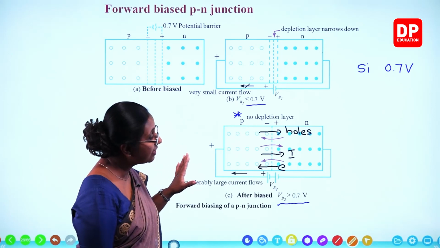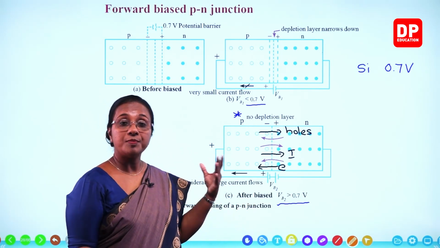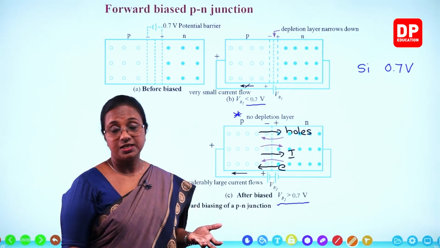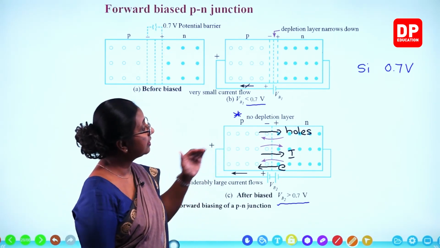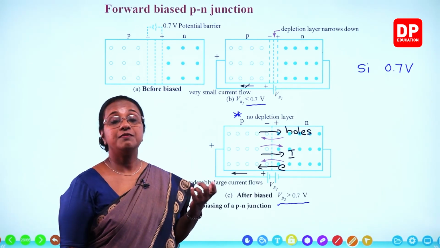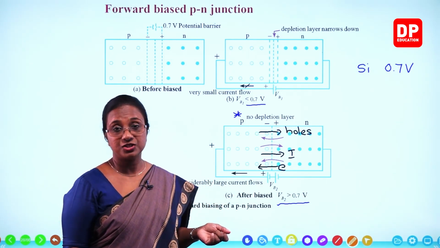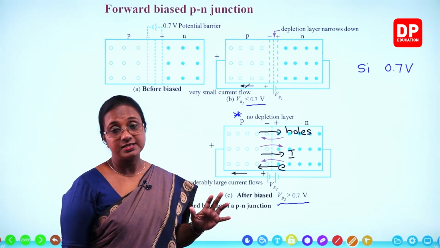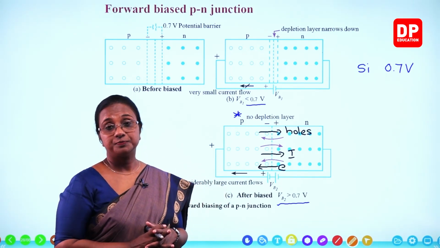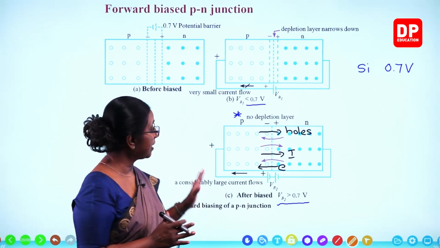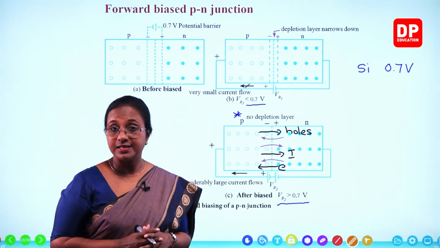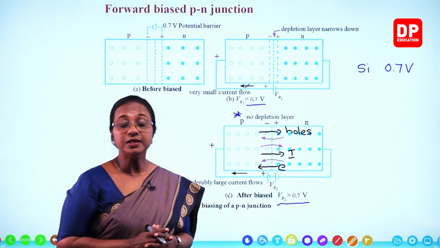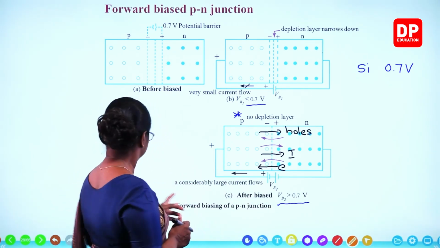The voltage that we supply from the external power supply is known as the bias voltage. It has to be greater than 0.7 volts if it is a silicon PN junction. Then only the PN junction will be forward biased. Is that clear to you all? This is something that you all need to understand, students. So with that, I will move on to the next slide.